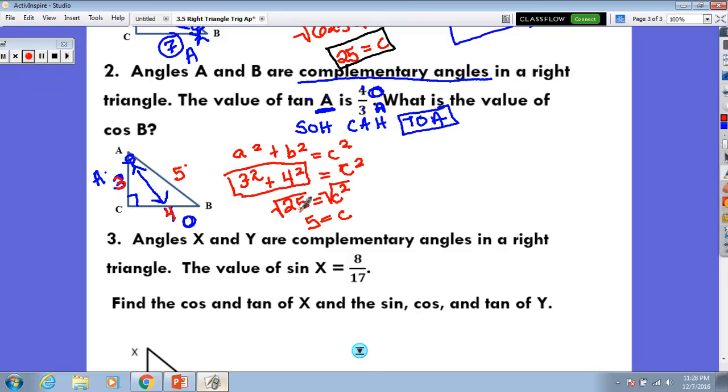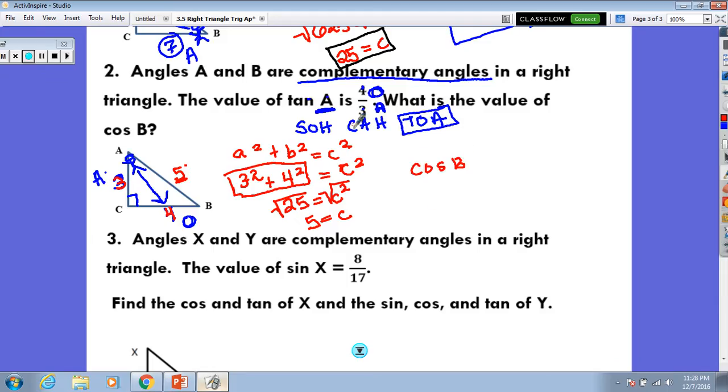So you can do the math and get it, or you can just remember that if 3 and 4 have to be the shorter sides, the hypotenuse will be 5. This 5 cannot be located anywhere else. It has to be on the hypotenuse. Alright, so now we're ready to find the cosine of B.